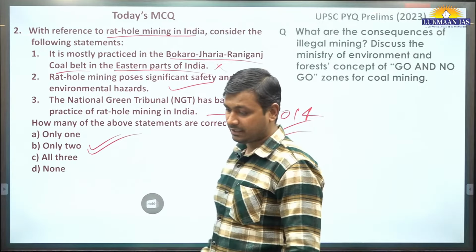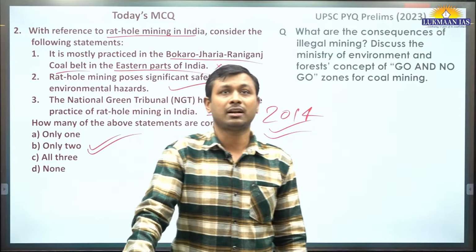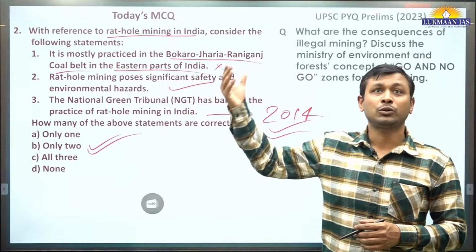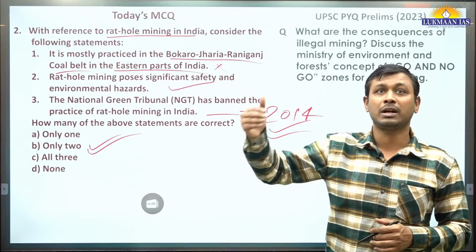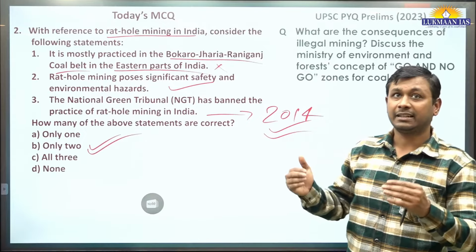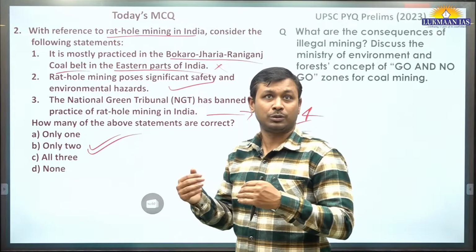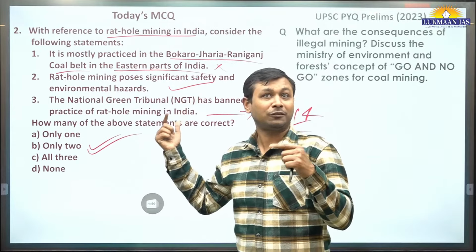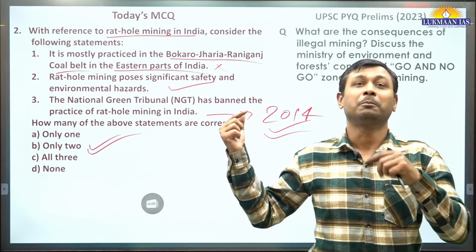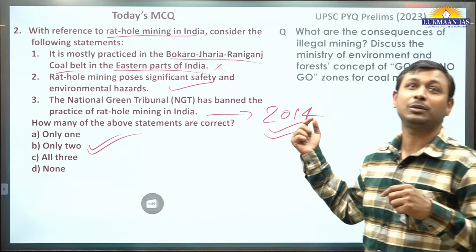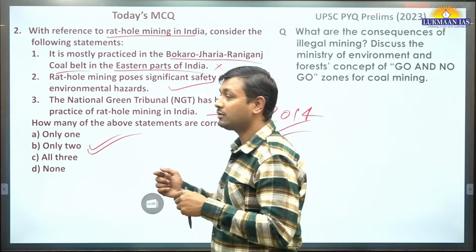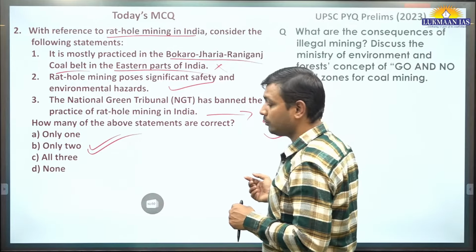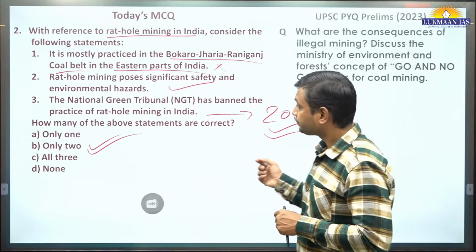Now, why was this in the news? Recently you would have seen the Silkyara tunnel in Uttarakhand. This method was used in order to bring out those workers who had got stuck in that tunnel. So this method was used not for the extraction of coal, but for bringing out those workers from where they had got stuck. Okay, so this is the context of the news. It is very important.